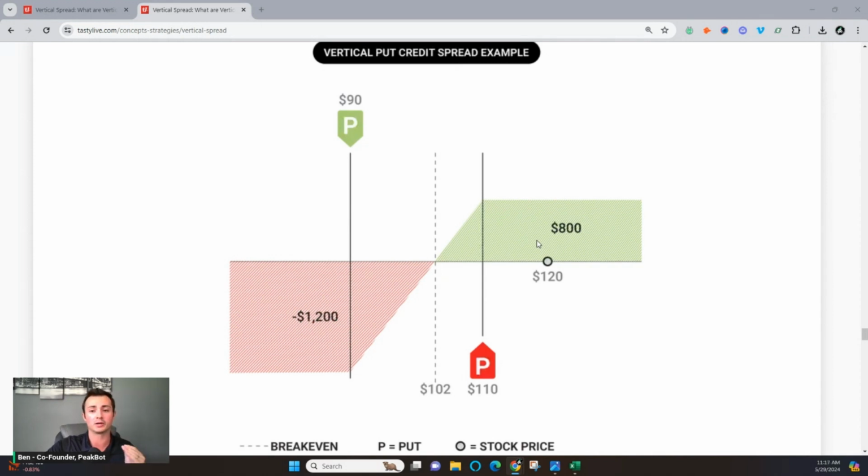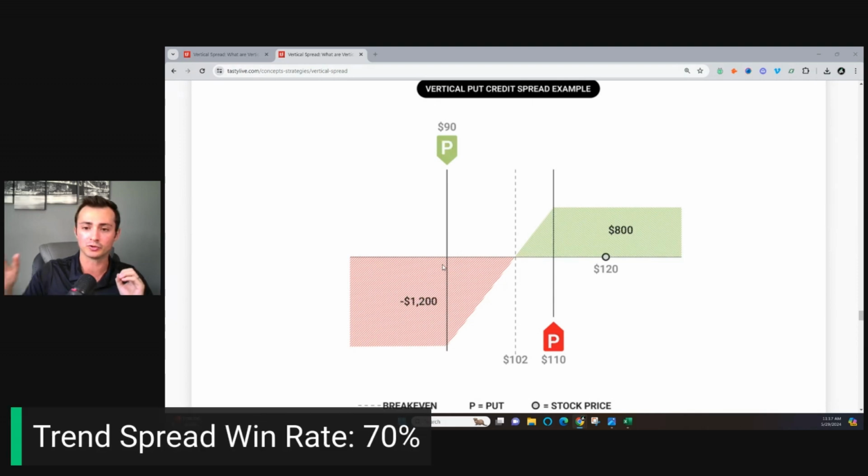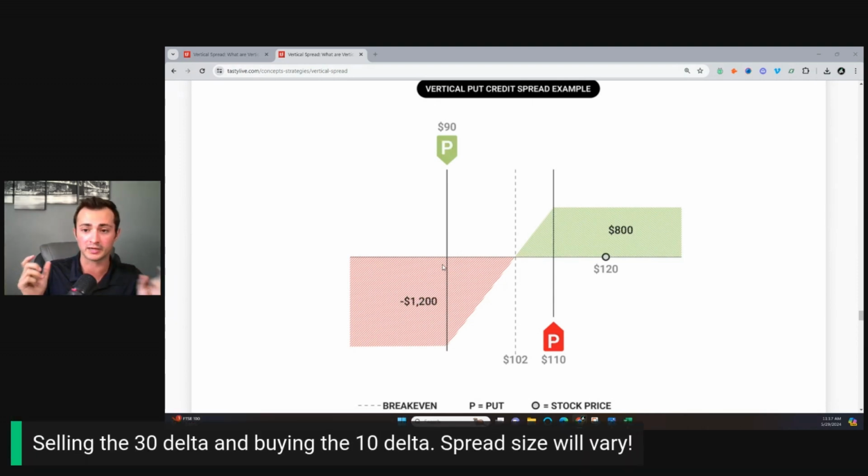Again, the way that PeakBot is trading this strategy. And going back to the deltas that we're selling and buying here, we're selling the 30, we're buying the 10. So that 10 delta essentially means that we've only got about a 10% chance of that max loss actually happening. So 90% of the time, that max loss actually isn't going to take place.